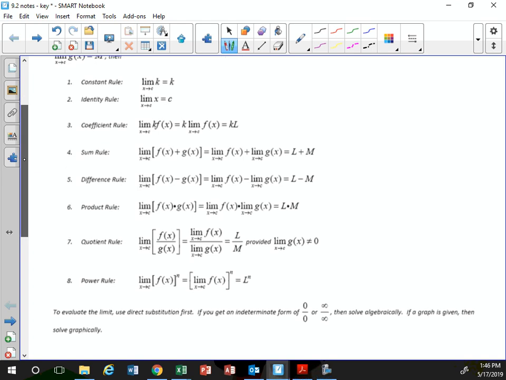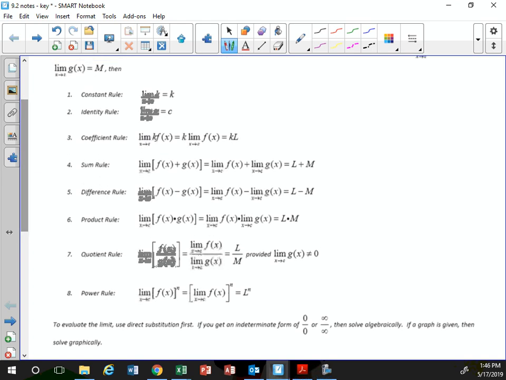All right, so the first one here, the constant rule, the limit of k as x approaches c equals k. That's just too many letters, right? Let's try it with numbers. Let's say the limit of 4 as x approaches 1. Okay. Limit of 4. Whatever's next to the limit is your equation. So we're really talking about the line y equals 4. If I graphed the line y equals 4, what does it look like?